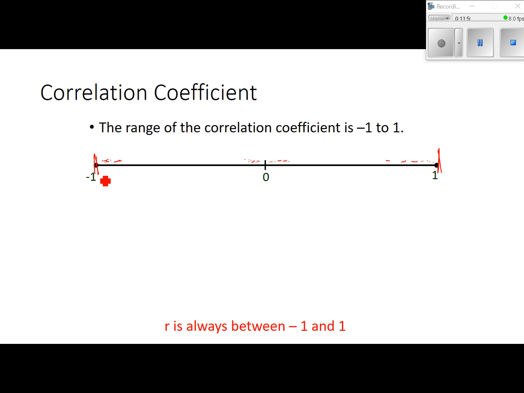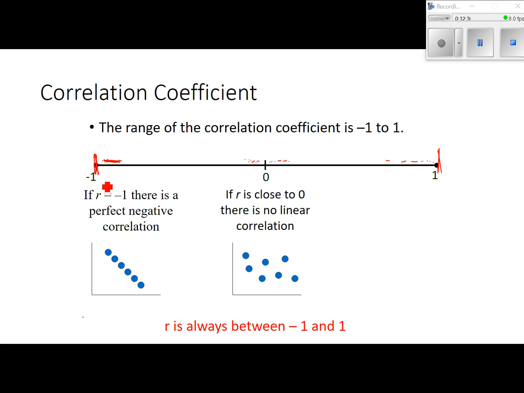If we're right here on -1, then that means we have a perfect negative correlation, and what that tells you is that if you made a prediction of what Y is going to be given some X, every single time it's going to come out exactly that. That doesn't happen very often. Most of the time will be somewhere in this range, not exactly out here on -1.